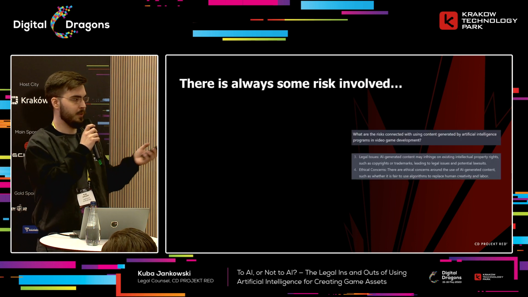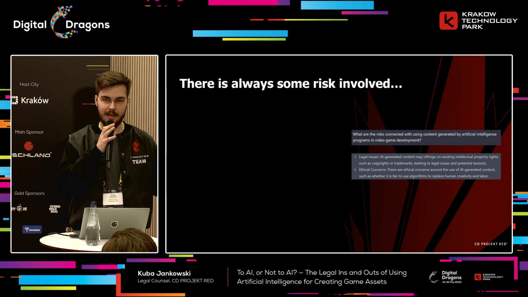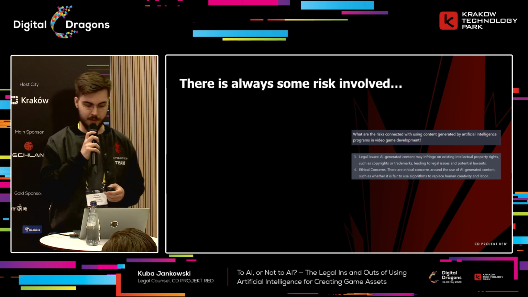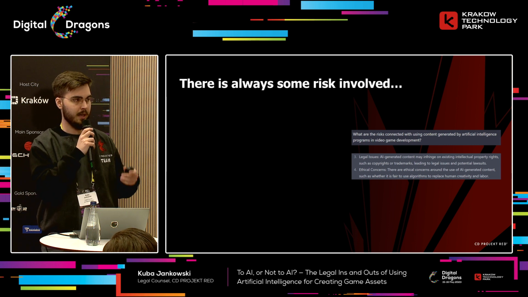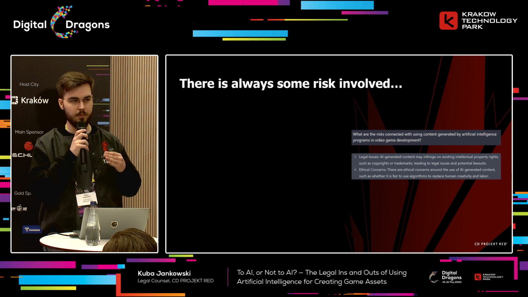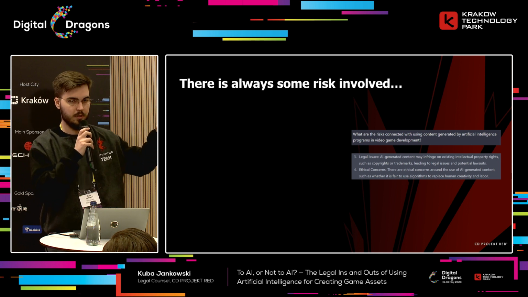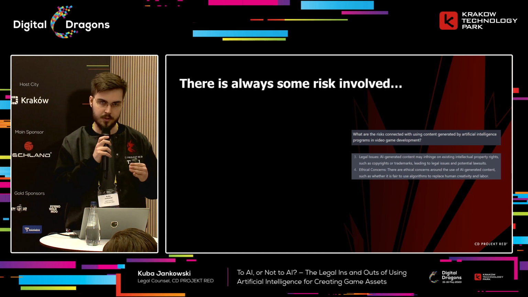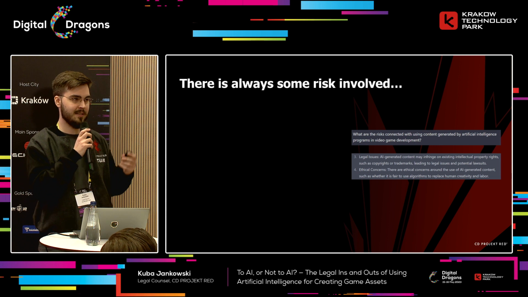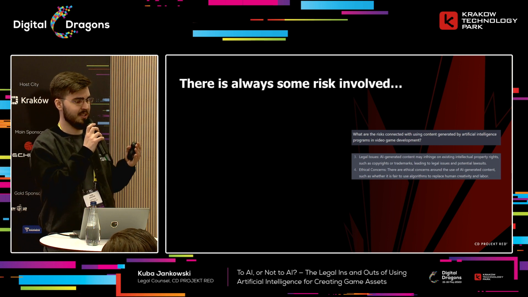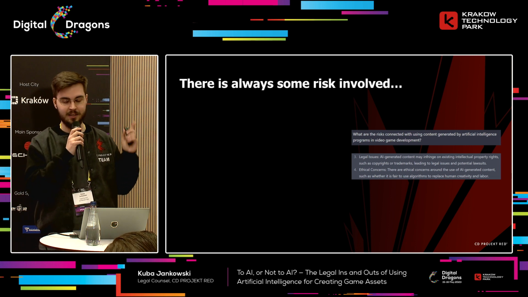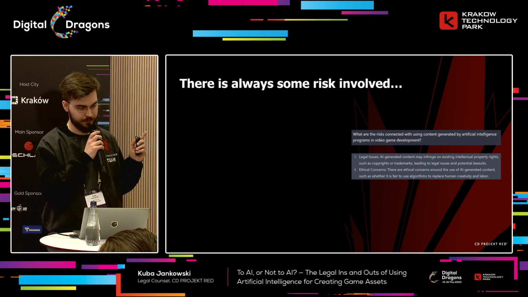And I wouldn't be able to do this presentation without at least asking ChatGPT about one thing, right? So I asked ChatGPT about the risks connected with using AI-generated content for video game development. And there are many different points, but I wanted to highlight two different points here. So legal issues and ethical concerns. And in this context, ChatGPT is very self-aware because these are very much true, and we'll cover why they are true.